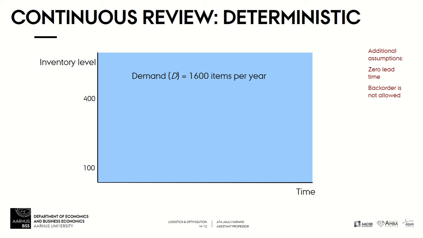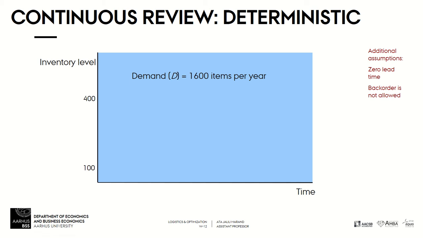Now let's see one example. Here we have the demand for one item, where everything is deterministic. First, let's emphasize that. So we have deterministic demand. We assume that the lead time is equal to 0, and we assume that back order is not allowed. In fact, if we make the right decisions, we will not need to go into back orders at all.